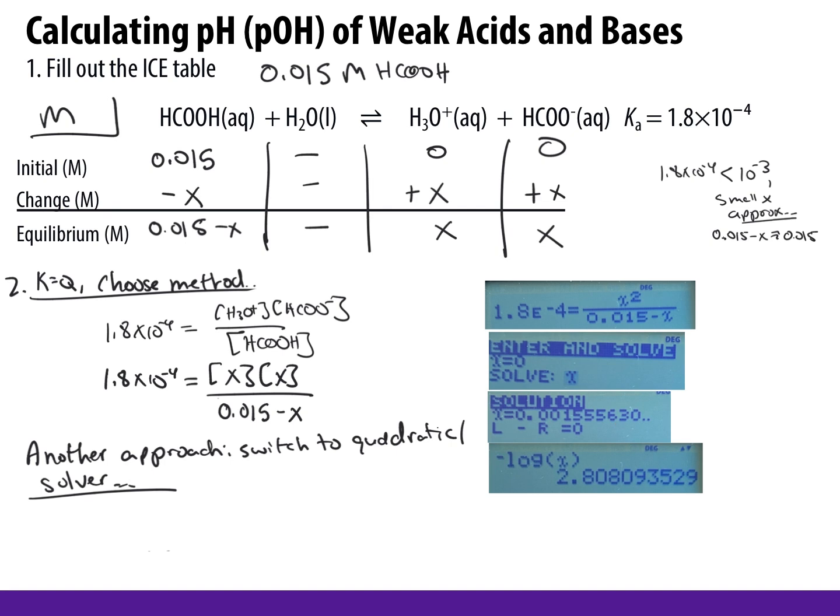The solution does get stored to the variable x, so I can go in and use that to calculate my pH, which matches with successive approximations. Also pretty fast to go in and check with K equals Q, just retype in x squared over 0.015 minus x, which agrees as well.